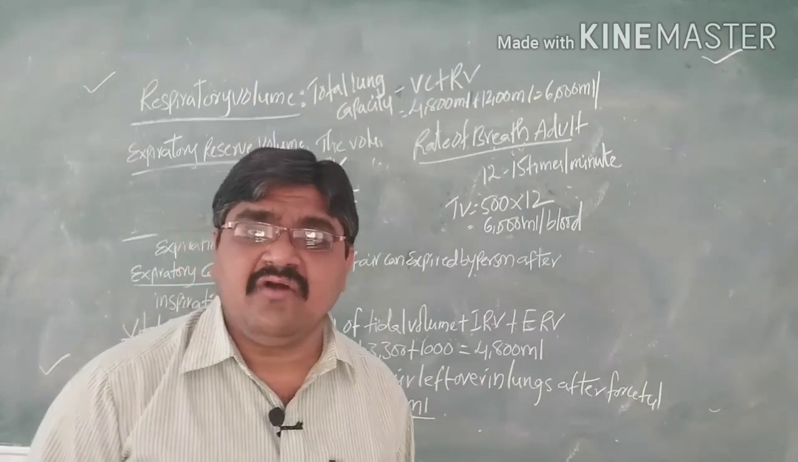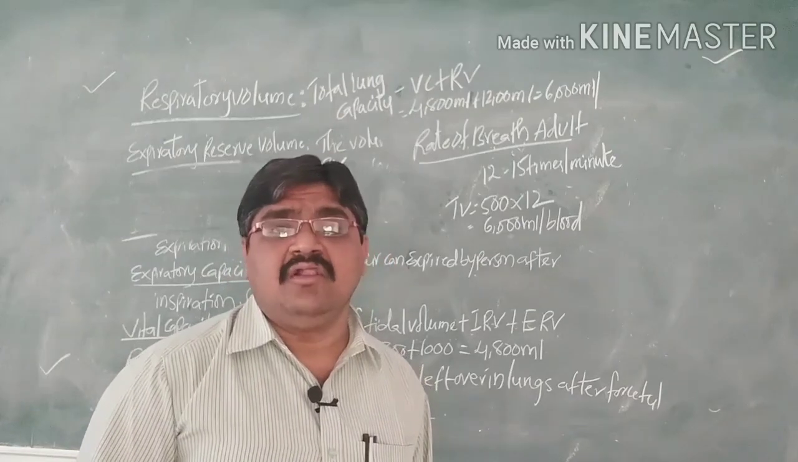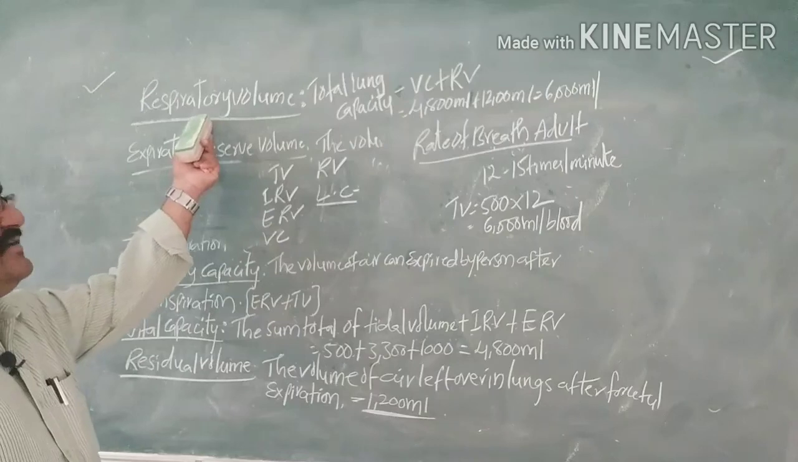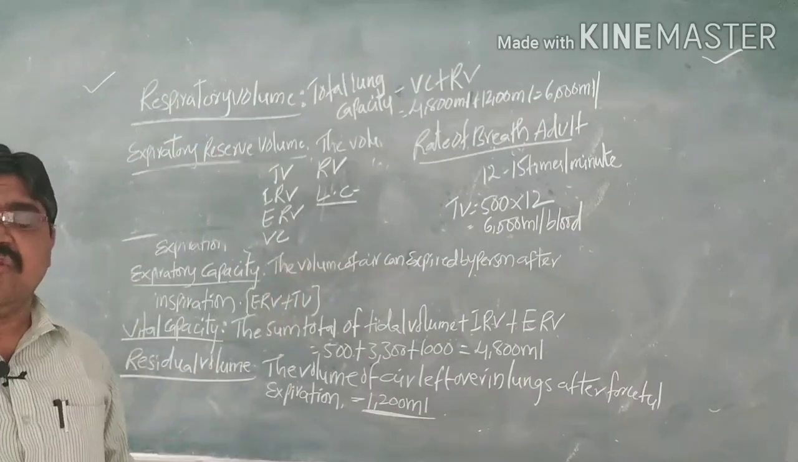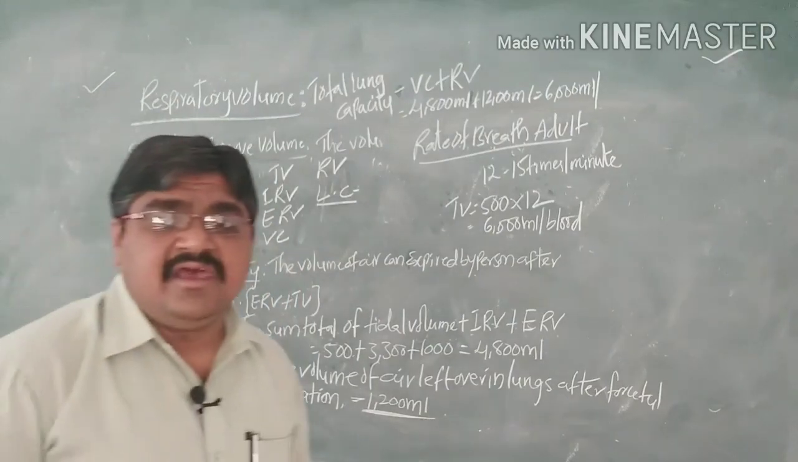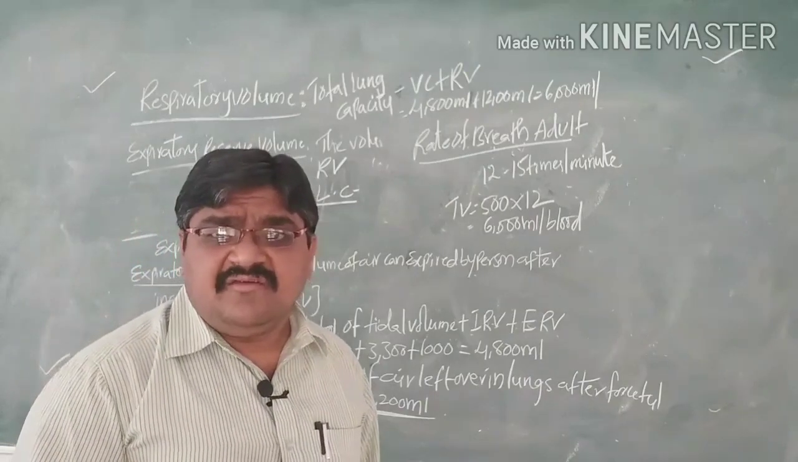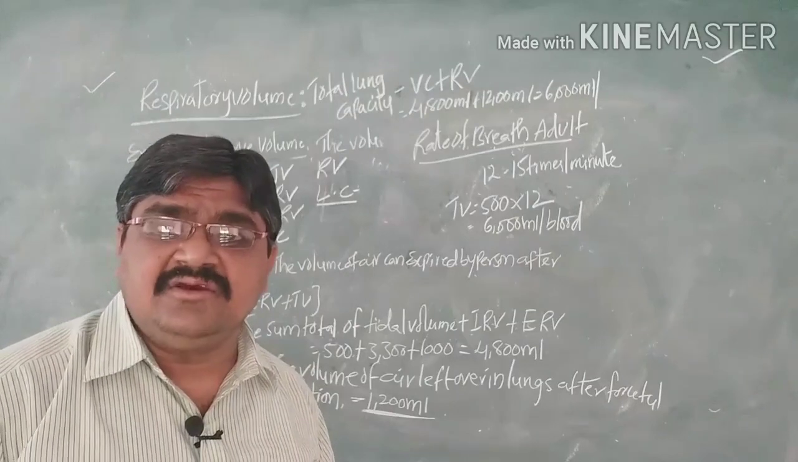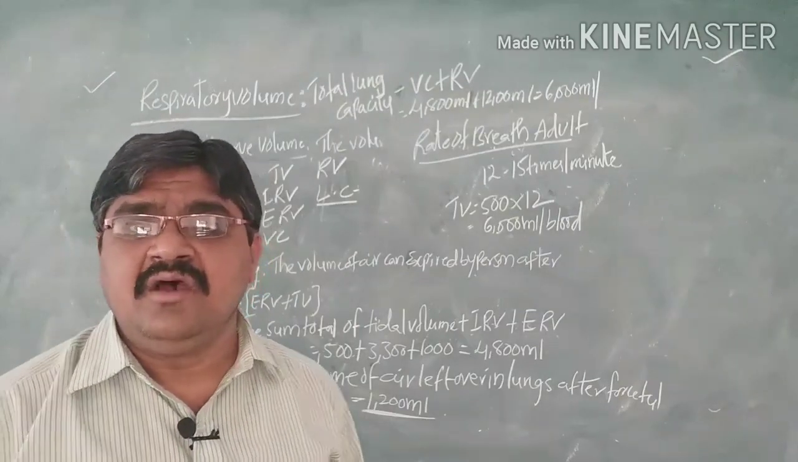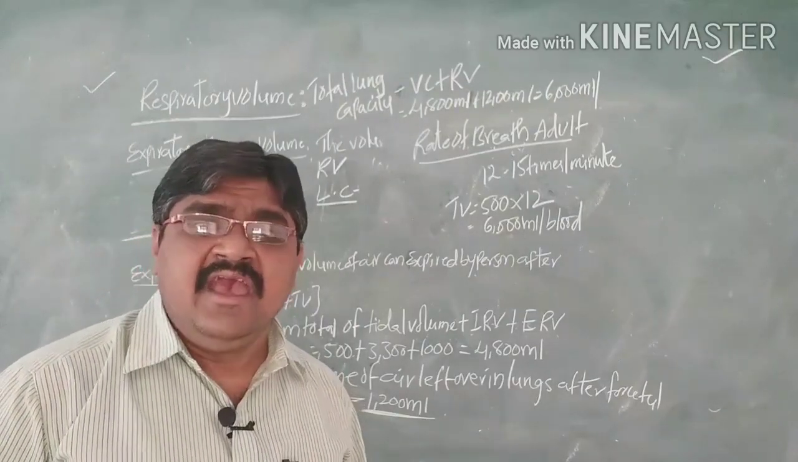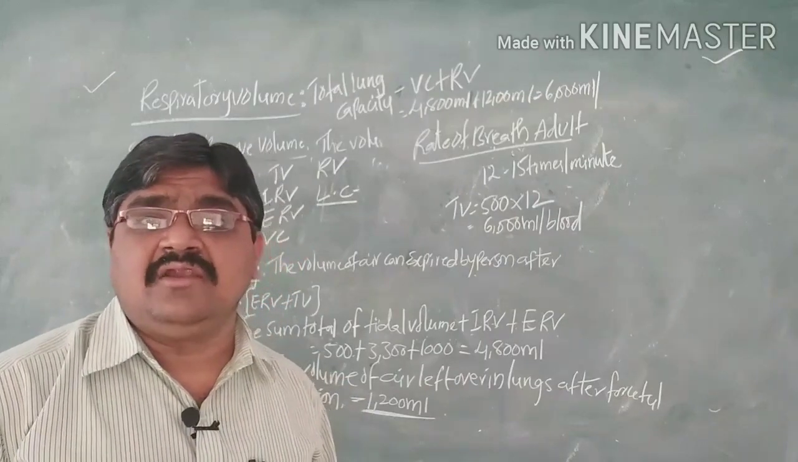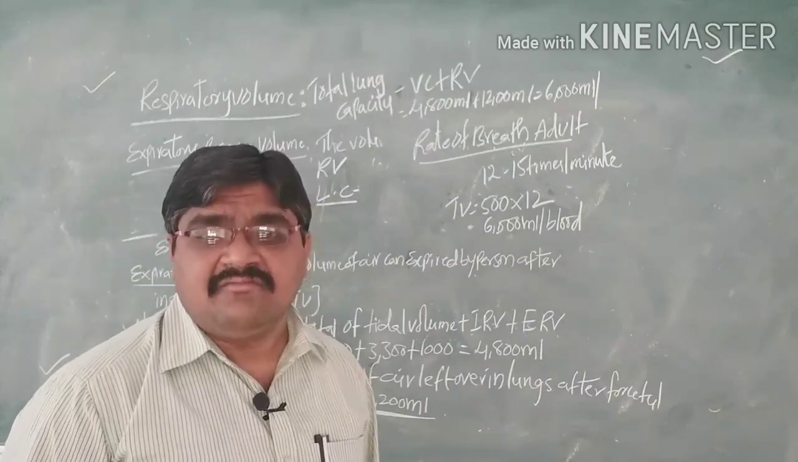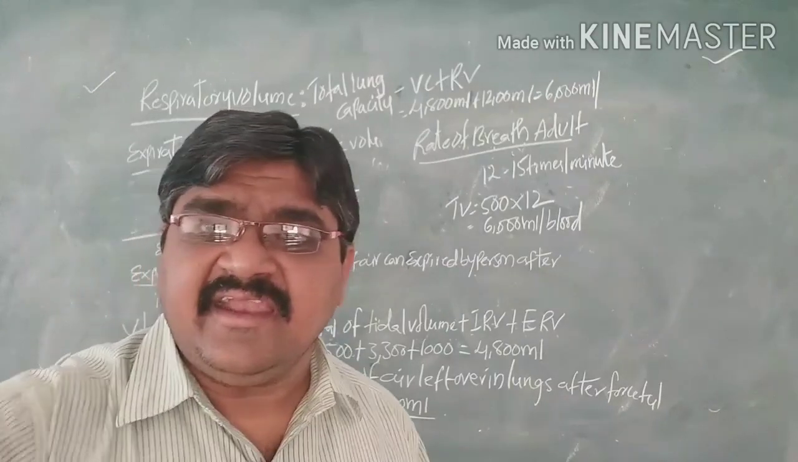So respiratory volumes are very important. The volume of air taken during normal breathing is called the respiratory volumes, and these are of different types: the tidal volume, the inspiratory reserve volume, the expiratory reserve volume, the vital capacity, and finally the residual volume and total lung capacity. The remaining will be discussed in the next class.